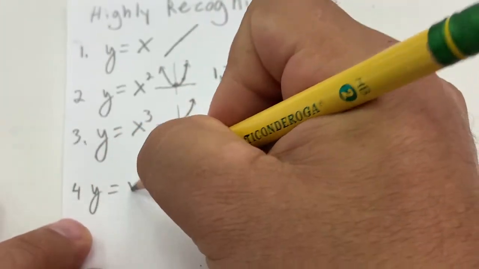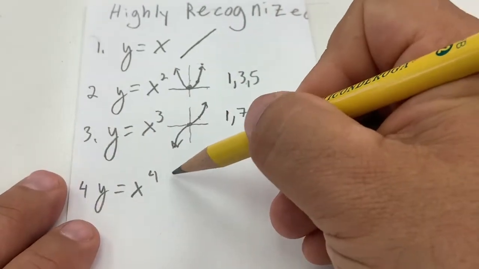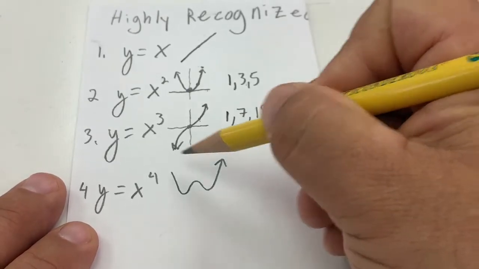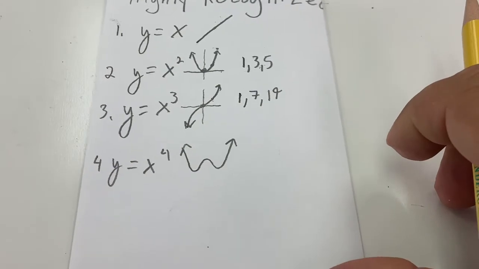The next graph we want to talk about, y equals x to the fourth. That's going to look like a big W. I don't want to throw an array of points out for that one.